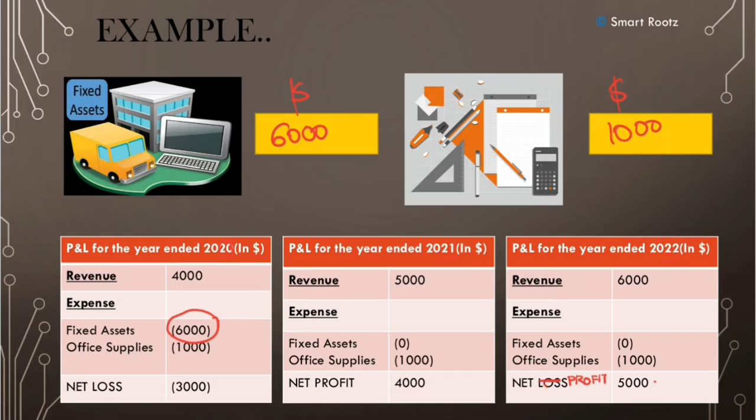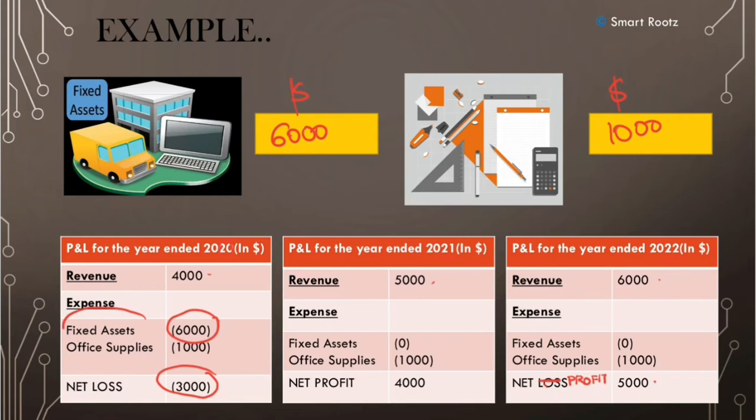Then we have office supplies of $1,000 each every year. So when we look at the net loss or profit for the 3 years, you would know that there is a huge loss reported by the company in 2020 when it actually purchased the fixed asset. Is it because the company has not been performing well? No, the company has been performing well because it's been earning a consistent revenue of 4,000, 5,000 and 6,000 respectively. So this net loss that is reported in the first year is because the company has expensed off the entire amount of $6,000 in the first year.